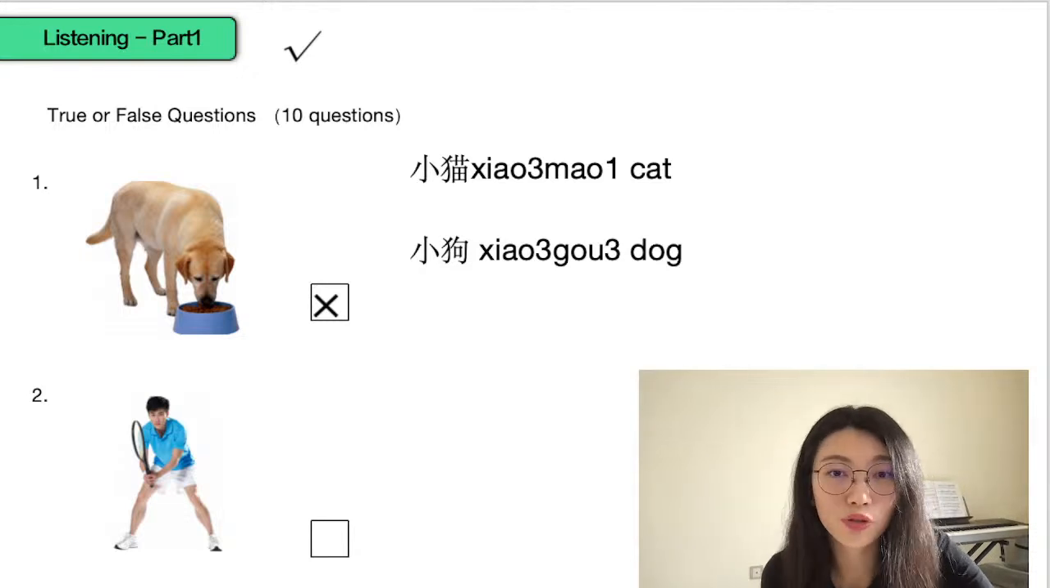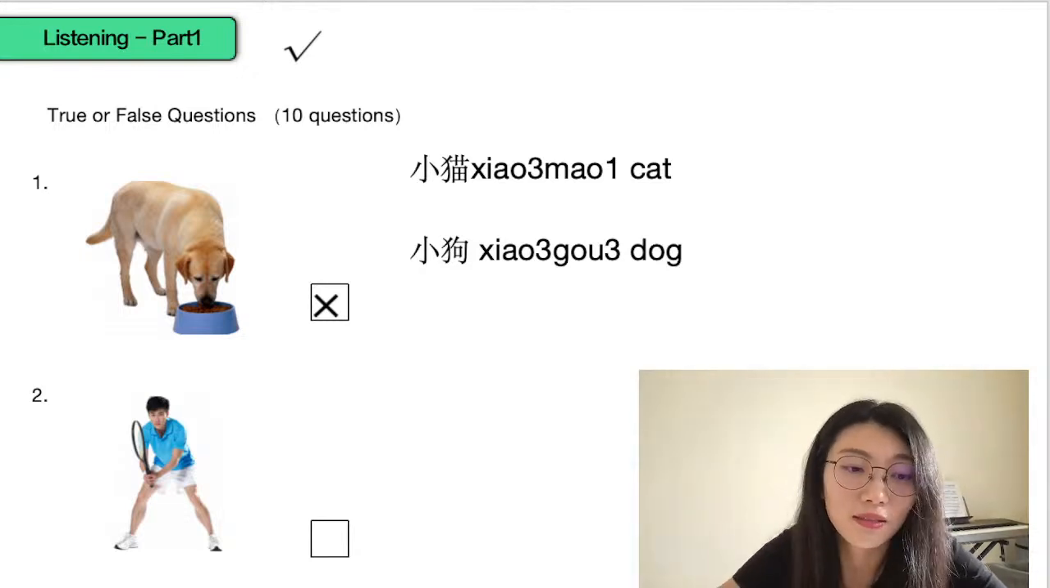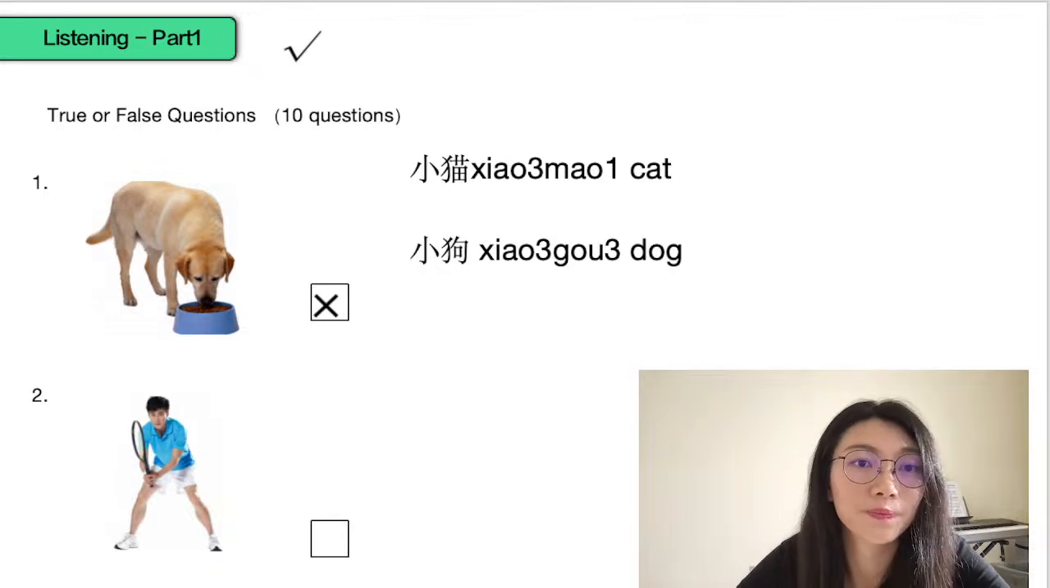We can see the picture. He's playing badminton. Okay, let's look at it.